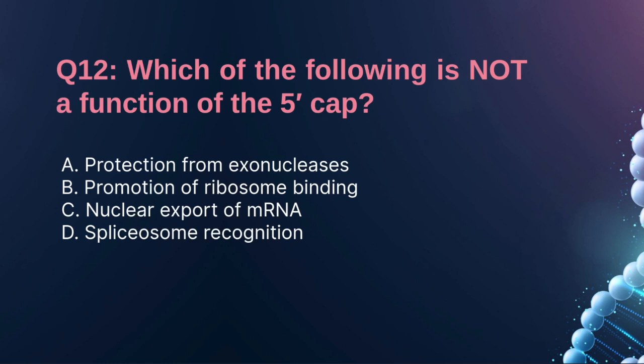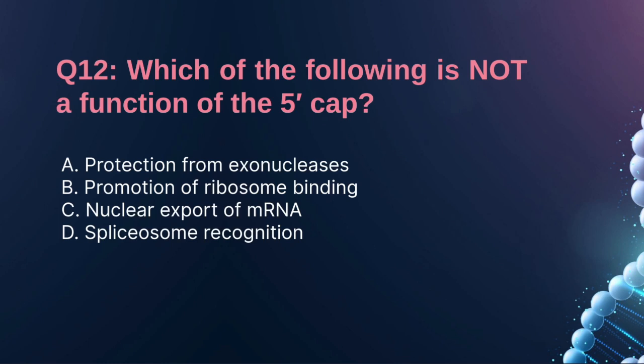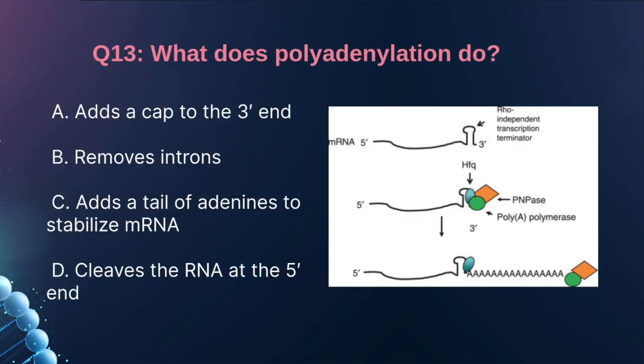So the 5' cap plays an essential role in RNA stability, nuclear export, and also translation initiation, but it's not directly involved in spliceosome recognition, which depends, as we said, on the intronic and exonic sequences. So that's why the answer is D, because it's not a function of the 5' cap.